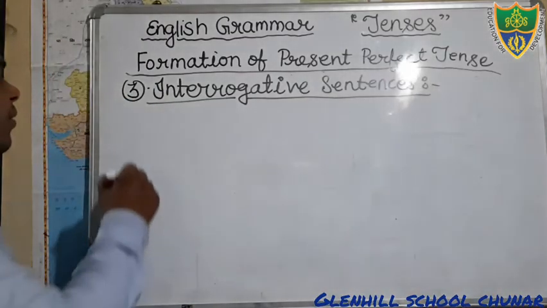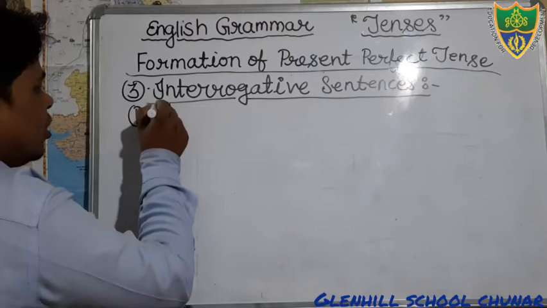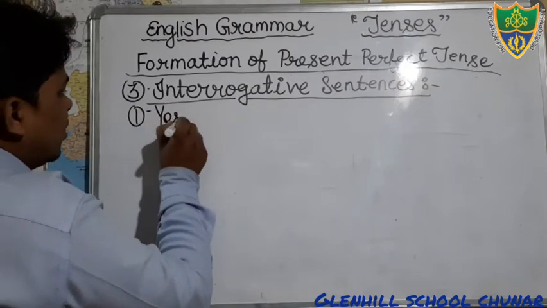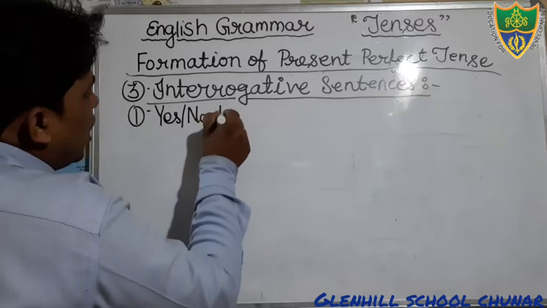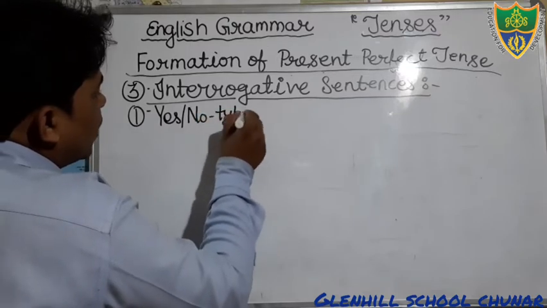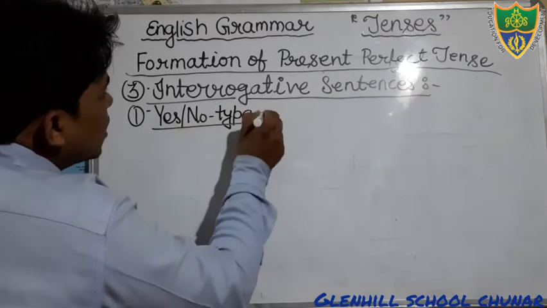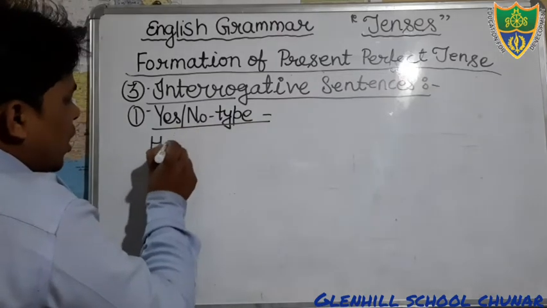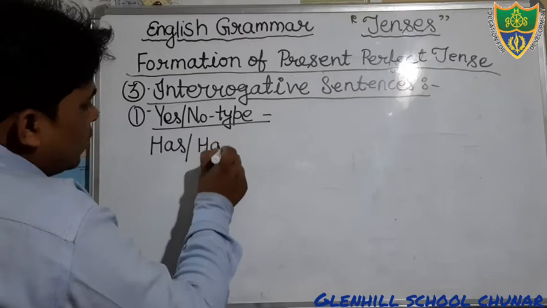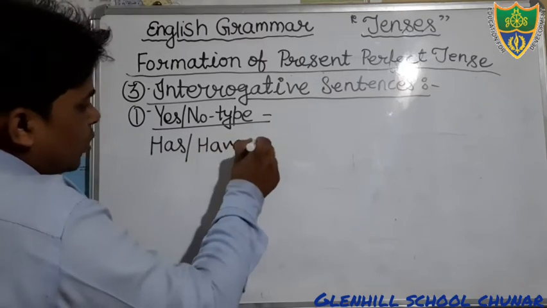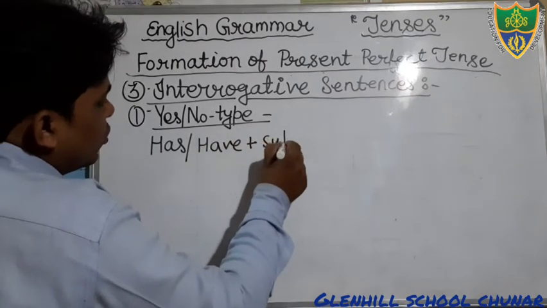So first of all, we will discuss the Yes/No type, whose answer can be given in one word, as yes or no, and it always starts with the helping verb. And what are the helping verbs we use in this sentence? Has and have. Okay, so what would be the structure of it? Has or have according to the subject, then you will use the subject.